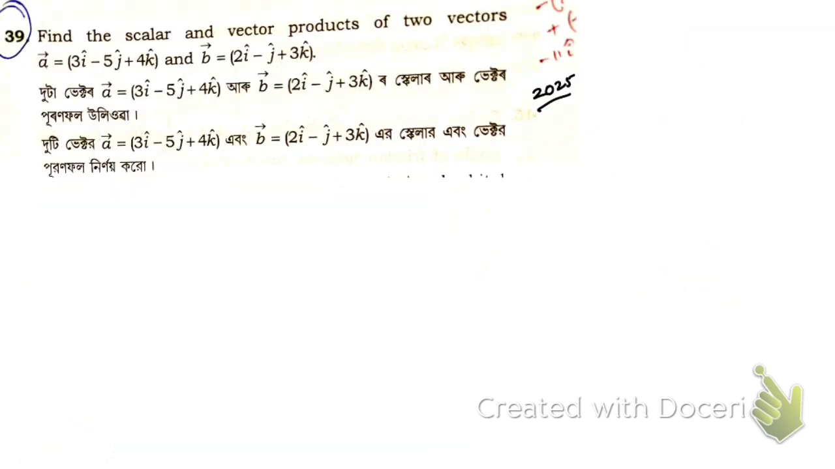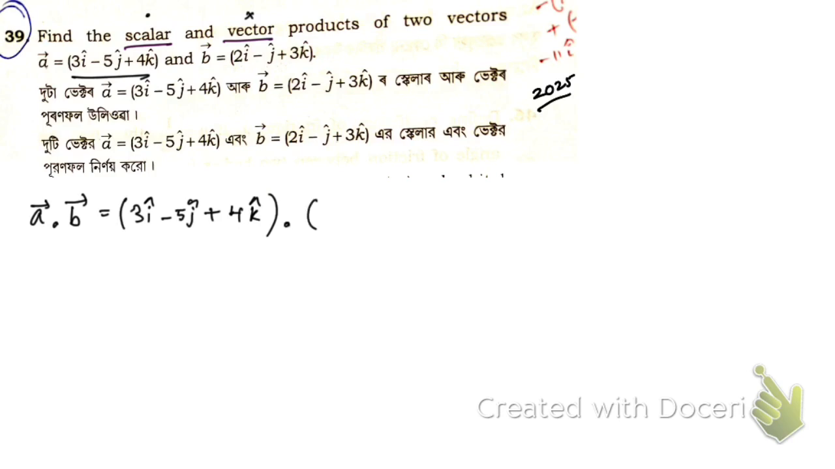Here we need to find the scalar and vector product, that is, both the dot product and the cross product. Scalar product means dot product, vector product means cross product. Hope you know how to find a dot product, as I have shown already. A dot b. So what is the vector A here? 3i cap minus 5j cap plus 4k cap dot 2i cap minus j cap plus 3k cap.